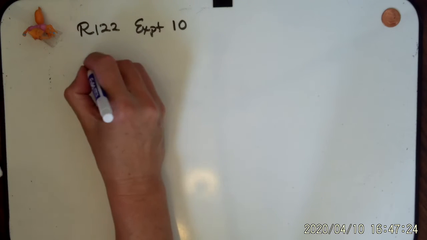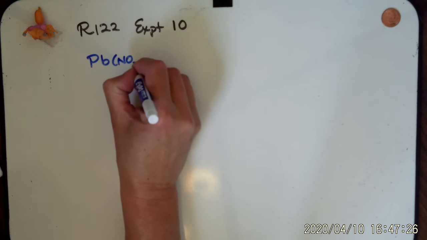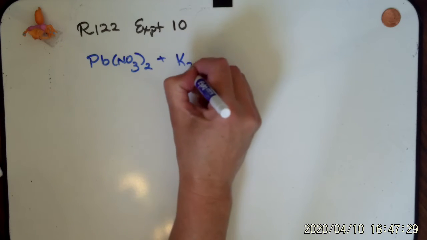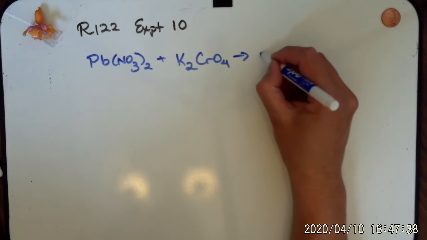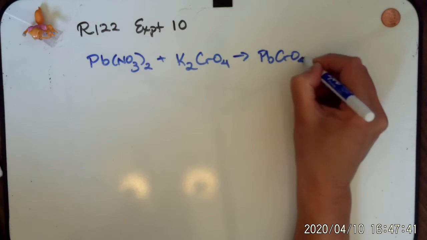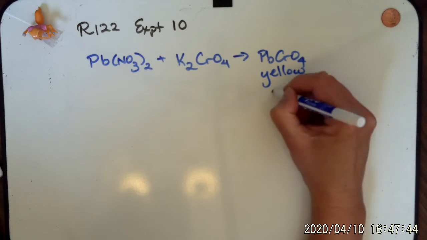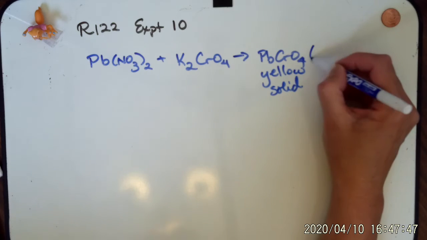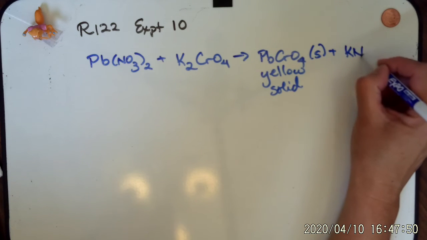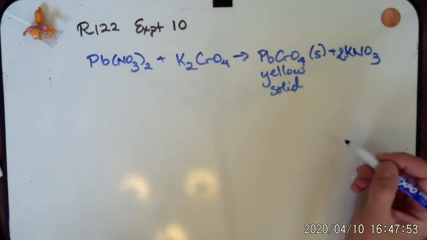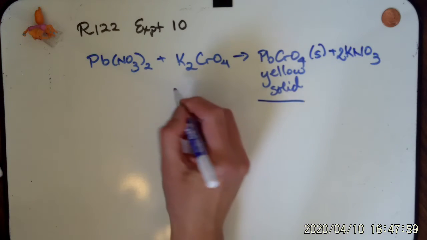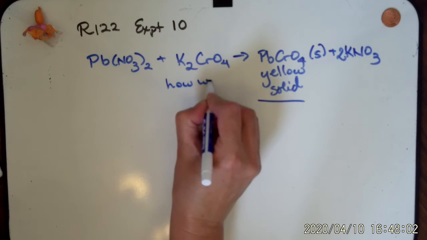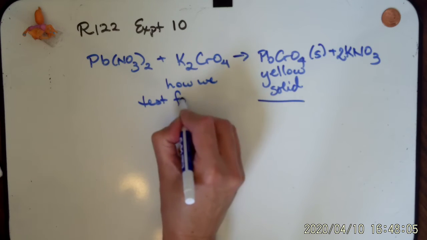Okay, lead nitrate plus potassium chromate. Okay, and if you look, we get that precipitate, right? Don't we get this really beautiful yellow solid here? This is what tells you you have lead 2 in solution, plus potassium nitrate. Okay, so that's going to be your reaction. You're going to get the formation of a solid. So this is how we test for lead 2.